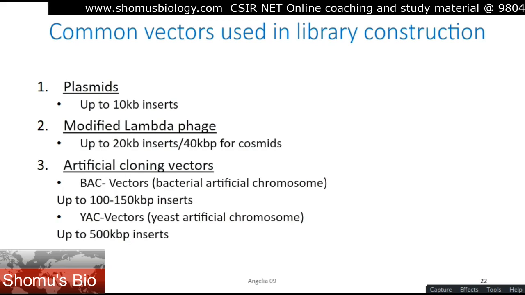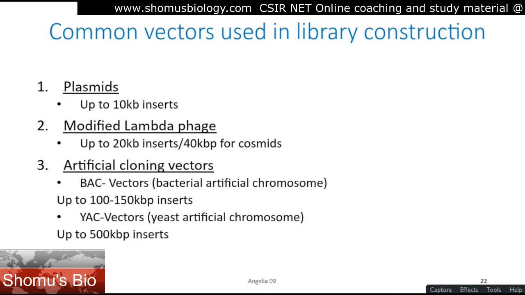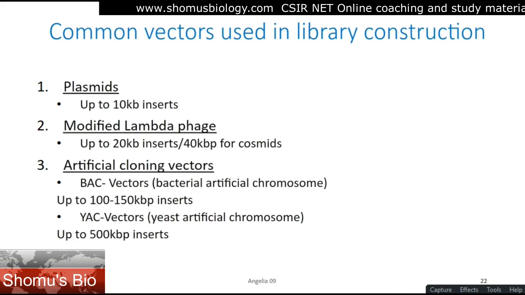Okay, so common vectors used in libraries, we know plasmids, modified lambda phages, and artificial cloning vectors like BACs and YACs are used, all depending upon the length of the inserts. Plasmids up to 10 kb, modified lambda phage for 20 to 30, 40 kb, artificial cloning vectors like BAC 100 to 150 kb, and yeast artificial chromosome 500 kb to 2000 kb of sequence are used sometimes.